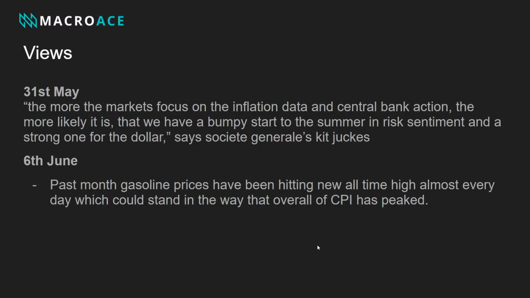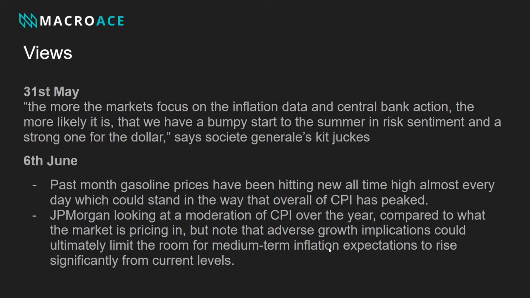6th of June, so we know that over the past month gasoline prices have been hitting a new all-time high almost every day, which could stand in the way of the overall CPI, or whether or not overall CPI data has peaked. Okay, so that's why I said looking at the core data is going to be quite key to see whether or not we do see a peak in inflation.